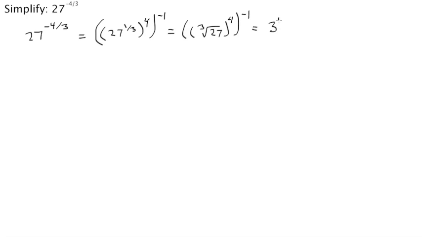So we now have 3 to the 4th power. We want to raise that to the -1st power. 3 to the 4th power, 3 times 3 is 9. 9 times 3 is 27. 27 times 3 is 81. So 81 raised to the -1st power. That tells us to take the reciprocal. So that will be 1 over 81.